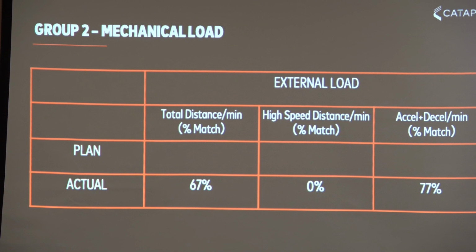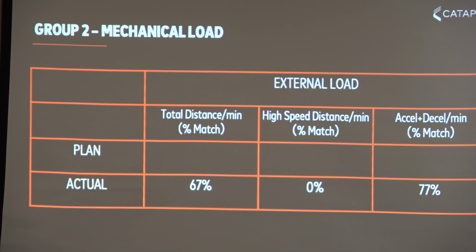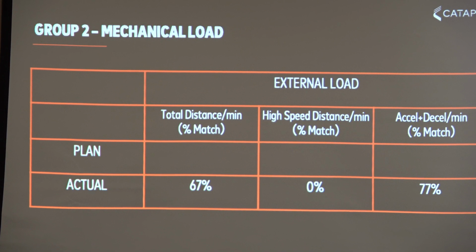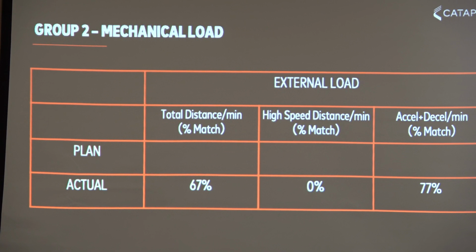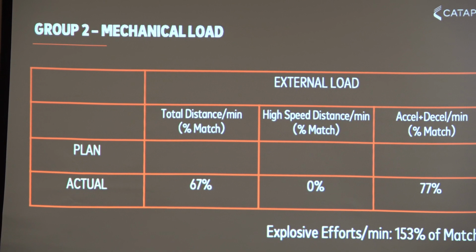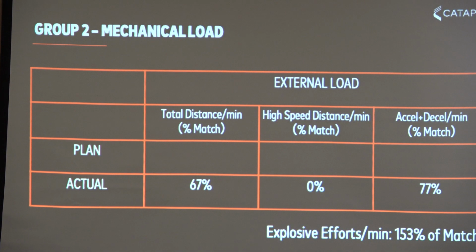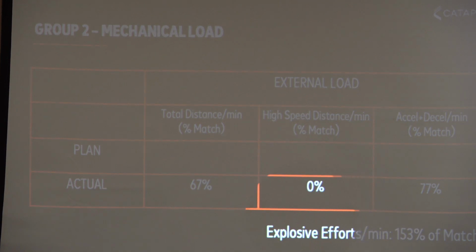But as I mentioned earlier, for mechanical load, explosive efforts in a small space, like a rondo, if it's really 3 against 3 or 4 against 4, is also a very good way of monitoring mechanical load. It can capture a lot of things that GPS cannot capture. For this drill, the explosive efforts per minute was around 150% of the match. So we know that in the next drill, in a smaller space, maybe it's actually better to look at this one.